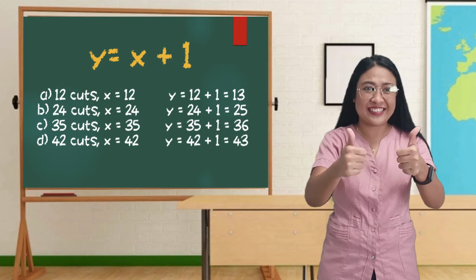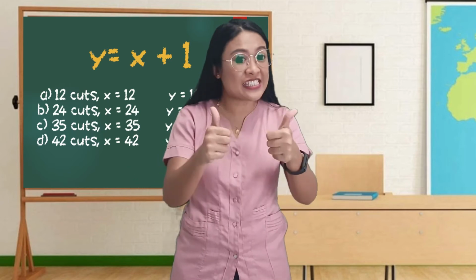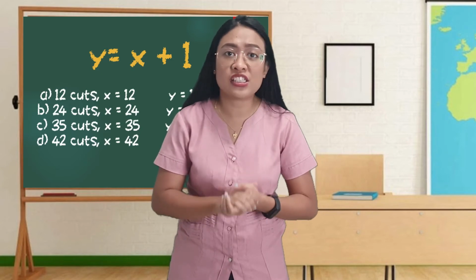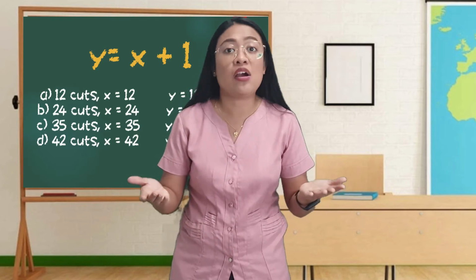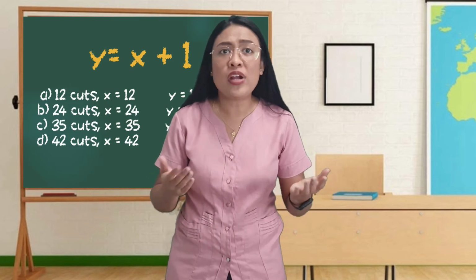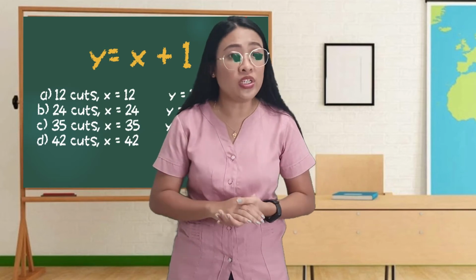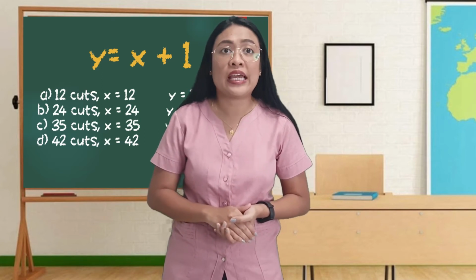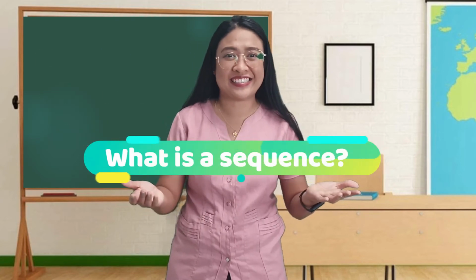Very good. Were you able to get the same answers? If yes, very good. If no, I hope you were able to understand the discussions above. Based from the given activity, the number of pieces y is equal to x plus 1 when a string is cut x times represents a sequence. Thus, the values of y, which are 2, 3, 4, 5, 6, 7, and so on, is an example of a sequence. But what is a sequence?